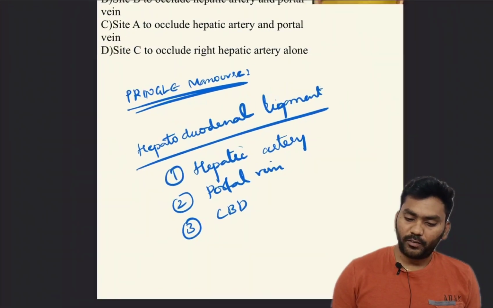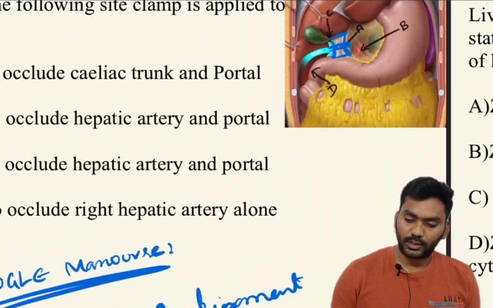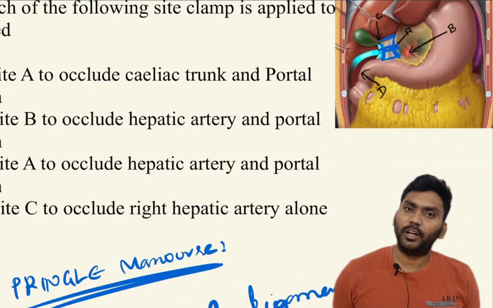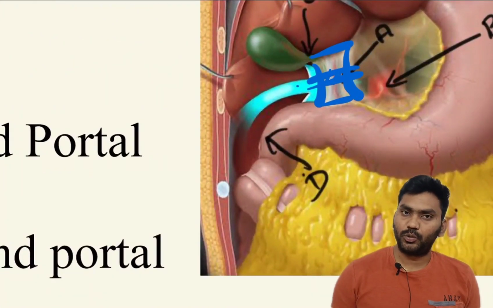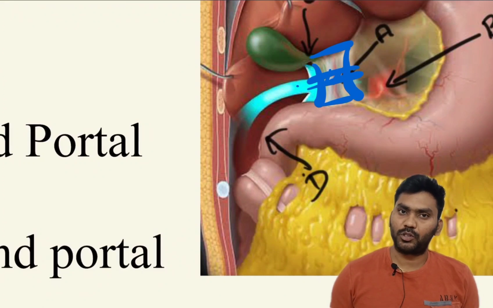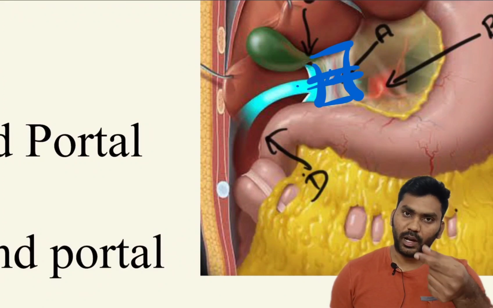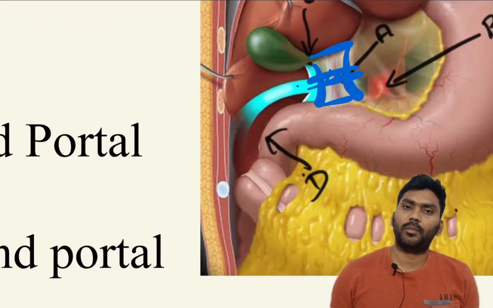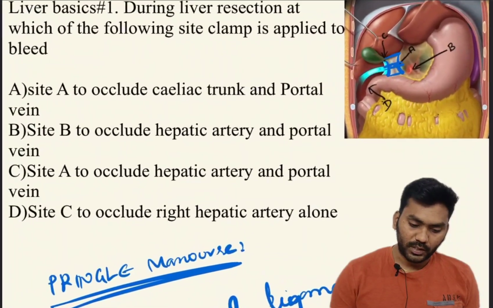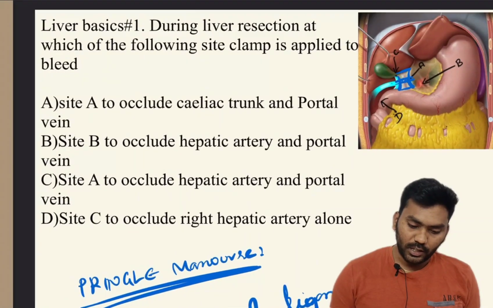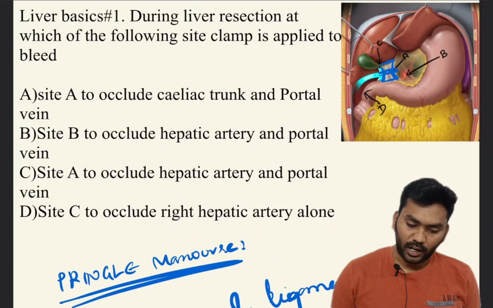So while doing liver resections and other surgeries, and also during the control of bleeding in blunt abdominal injury, we apply pressure over this hepatoduodenal ligament to control the bleeding. This can be achieved by directly applying a hemostatic clamp, manually compressing the hepatoduodenal ligament, or using these vascular clamps.